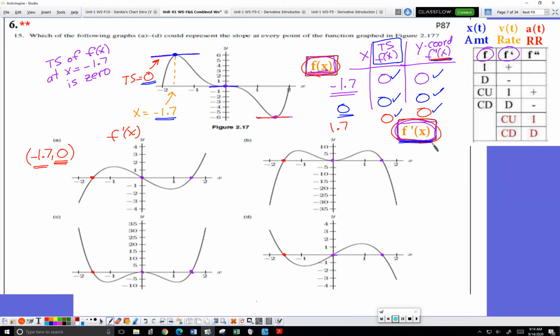Because the tangent slope on f at x equals negative 1.7, x equals 0, and x equals positive 1.7, those tangent slopes on f all have values of 0, which means the y-coordinates on the correct matching f prime graph must also be 0 at those same x-coordinates.